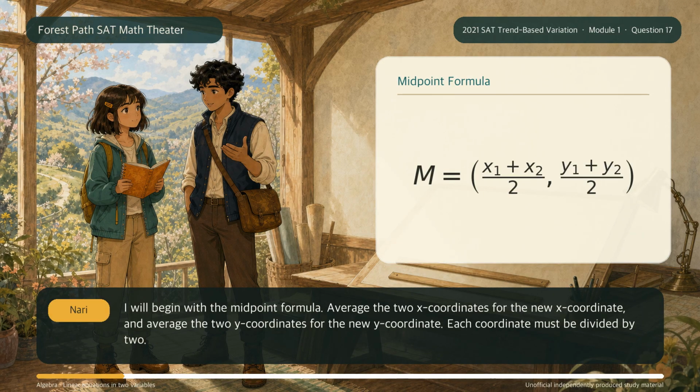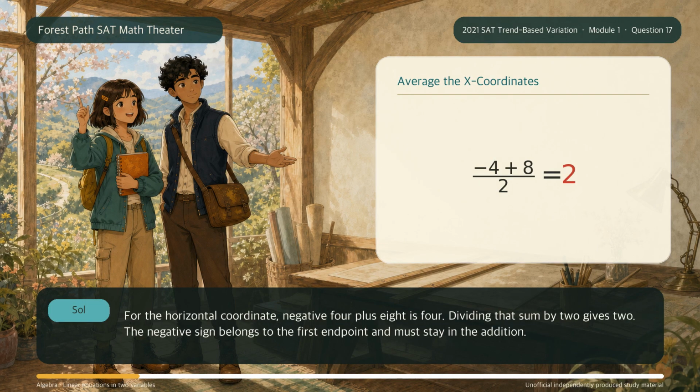I will begin with the midpoint formula. Average the two x-coordinates for the new x-coordinate and average the two y-coordinates for the new y-coordinate. Each coordinate must be divided by 2. For the horizontal coordinate, -4 plus 8 is 4. Dividing that sum by 2 gives 2. The negative sign belongs to the first endpoint and must stay in the addition.